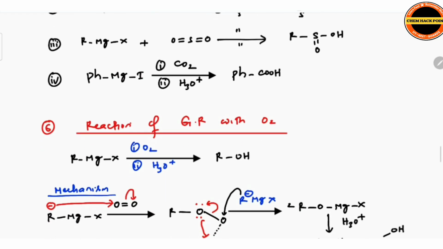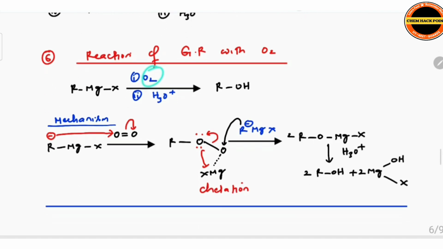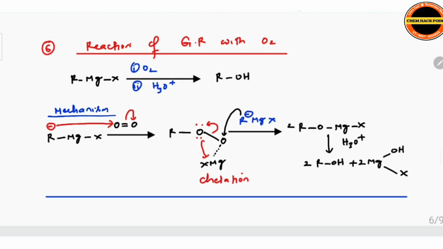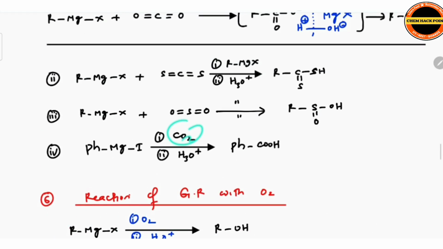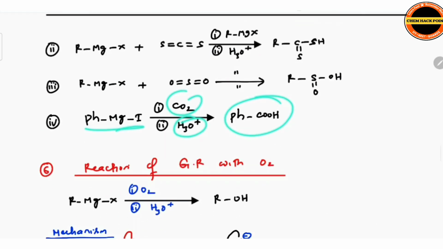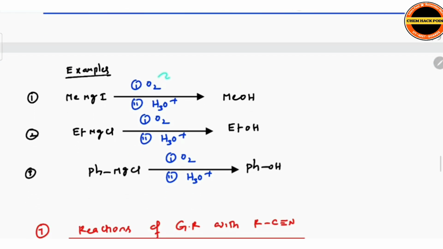Reactions of Grignard reagent with O2. The mechanism is not so important; just for reference I gave it here. Here chelation, that is ring formation, is observed. Then finally one more R minus MgX combines with the chelate ring, and finally it forms an alcohol. No need to remember the mechanism. Just remember that whenever oxygen and H3O+ combine with a Grignard reagent, it gives an alcohol. Whenever CO2 and H3O+ combine with a Grignard reagent, it gives a carboxylic acid. Those conversions, if you remember, are more than sufficient. See here: O2, H3O+ with MeMgX gives MeOH, with EtMgX gives EtOH, with BuMgX gives BuOH, always alcohol.